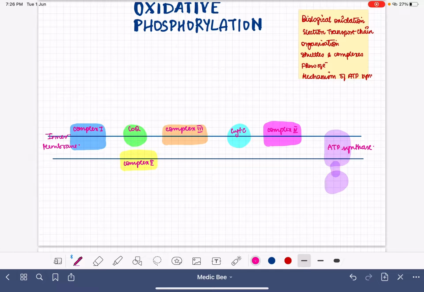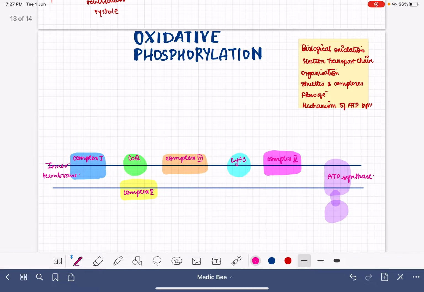Welcome back, guys. In this video, we will be seeing what oxidative phosphorylation is, which happens in our body. From the terminology itself, we can say that both oxidation and phosphorylation happen together. These two steps are coupled together. Oxidation means loss of electrons. Loss of electrons is generally called oxidation.